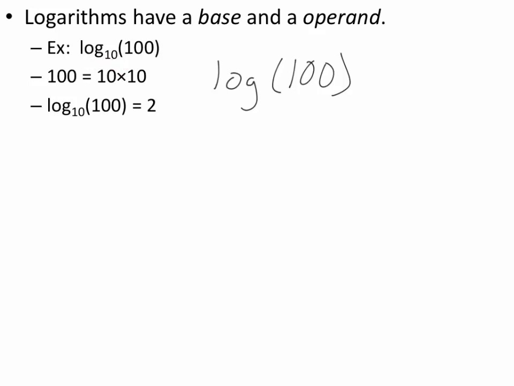So again, we have a base and an operand. So log base 10 of 100, well, remember that 100 can be written as 10 times 10. So log base 10 of 100 is then 2. We're basically asking the question, how many tens do we have multiplied together in our operand? So log base 10 of 100 is then 2.